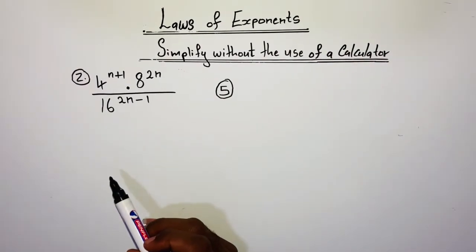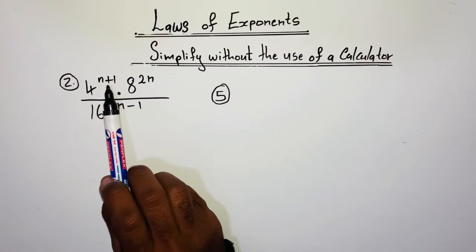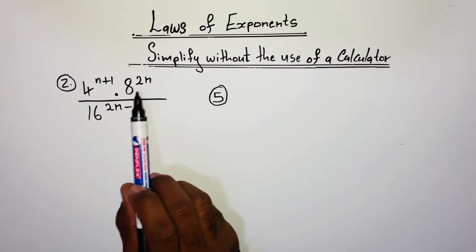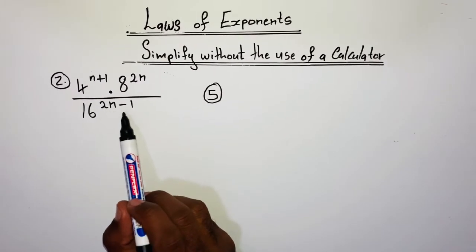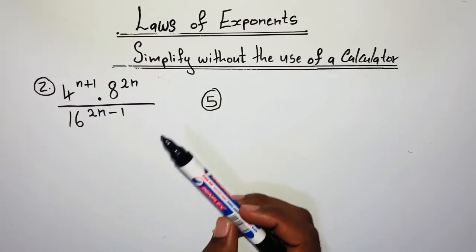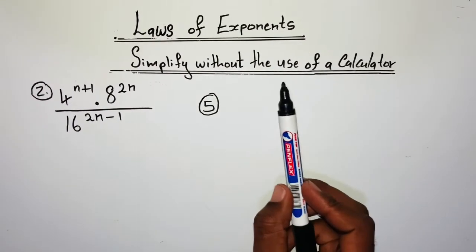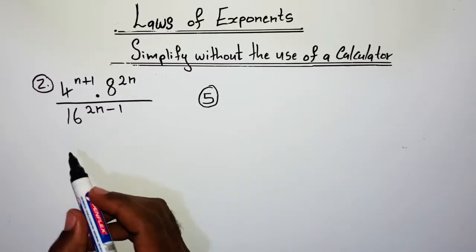This is our second sum, where we are given 4 to the n plus 1 times 8 to the 2n, all over 16 to the 2n minus 1. Mark allocation is 5. Still the same instruction, simplify without the use of a calculator. Let's go on to solve the sum.